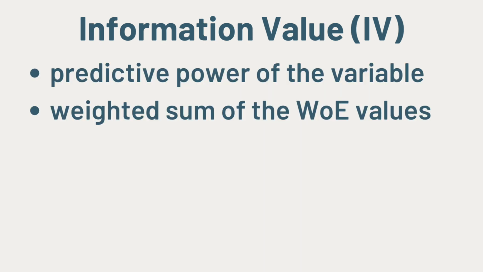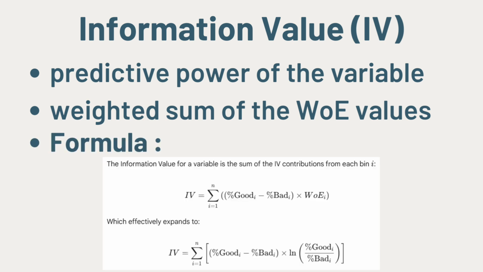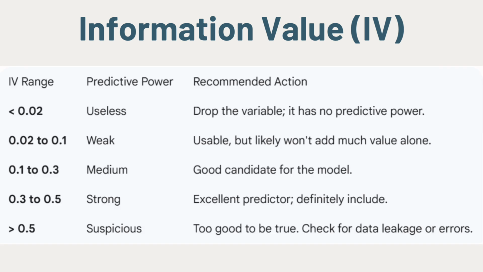While WoE describes the predictive power of a specific bin within a variable, information value, or IV, describes the predictive power of the entire variable. It is basically a weighted sum of the WoE values. The formula for IV calculation is as follows. An advantage of information value is that it comes with a standardized rule of thumb for interpretation. Using the table, it helps to objectively assess if a variable is useful or not.